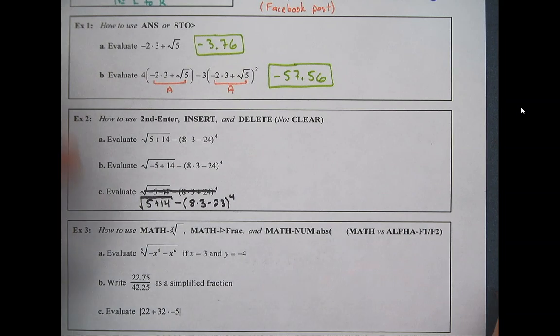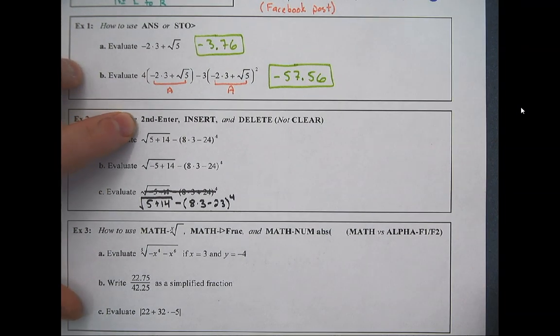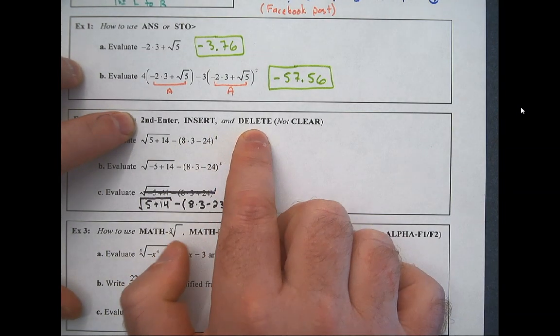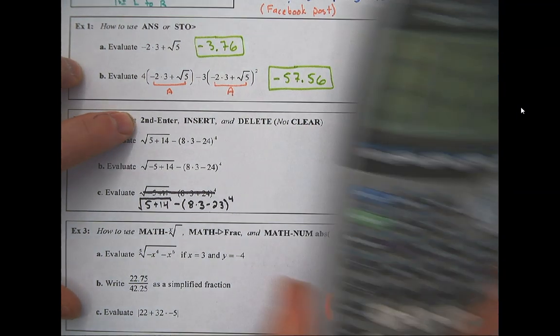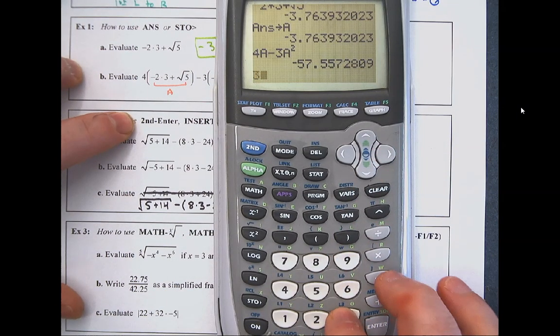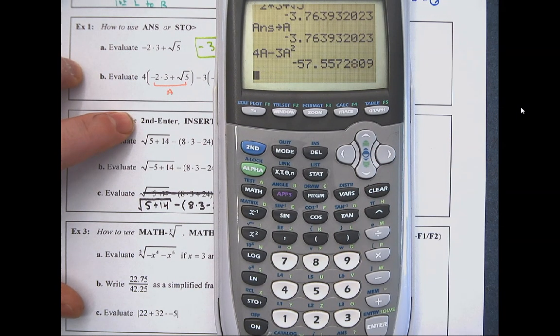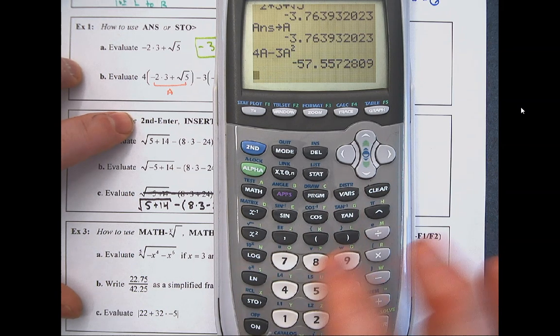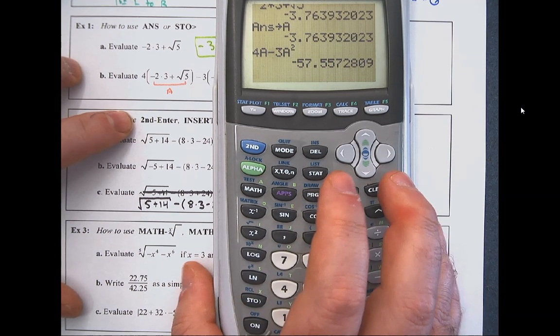Okay, so I kind of did it on here already. Let's talk about how to do second enter, insert, and delete versus clear. So clear is real easy. When I want to clear something, I just hit clear and it deletes the whole thing. But what if I don't want to clear anything, but I want to just get rid of a certain piece? So we'll talk about that.